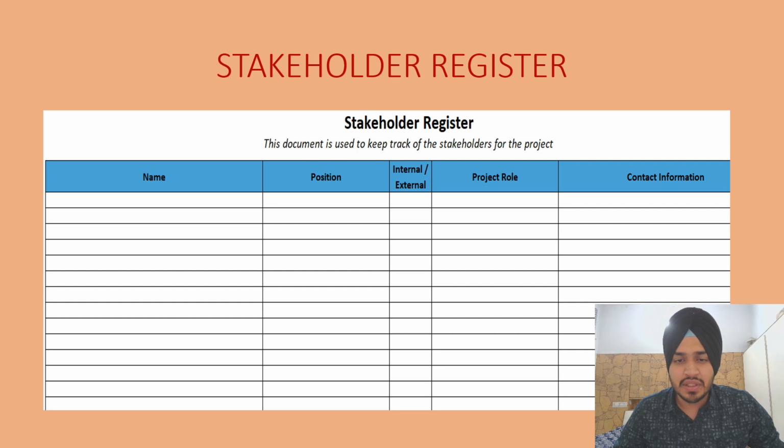First is name, position, internal, external, project role, contact information. So we're gonna mention the name of the stakeholder, their position. Their actual position can be director in their client organization or any other manager or something. We have to mention whether they are internal or external. If we are making an IT product for our own company, then they would be internal stakeholders. And if we are making an IT product for our clients, then they're gonna be external.